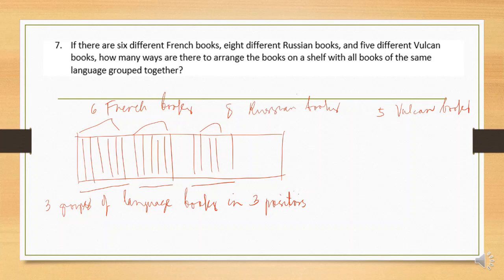Kasi pwedeng dito ang maunang arrangement mo, French, Russian, Vulcan. Wala naman siya sinabing kung sinong mauna, or pwedeng itong mauna, yung Vulcan, ito yung French, ito yung Russian. So, at least magkakasama pa rin silang magkakagrupo. So, ang N1 natin dito is actually 3 factorial, or yung P natin na N factorial, no? Let me look at that. Okay, so ang N1 ay 3 factorial. And then, ang N2 will be, ano ang N2?